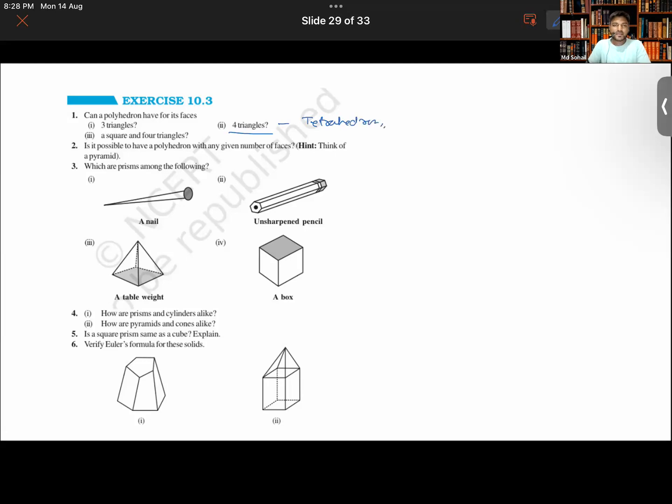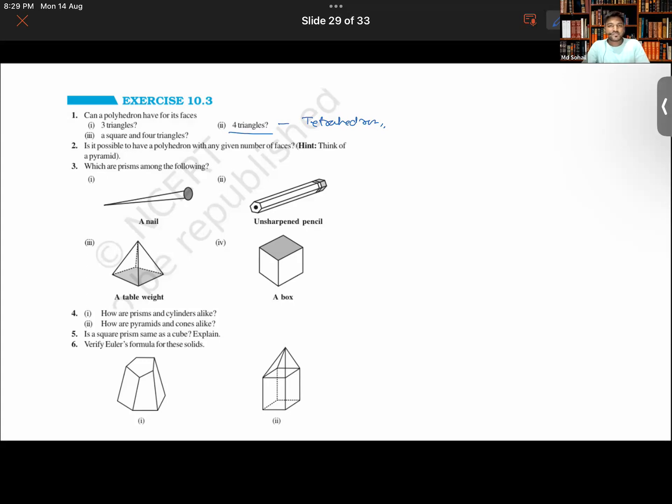Tetrahedron. Right. A square and 4 triangles, is it possible? Exactly, that is possible. I'm expecting an answer from you guys. Name the polyhedron possible which can have a square and 4 triangles.